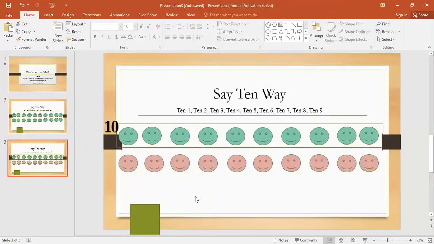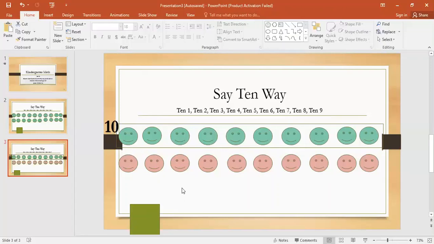Okay, guys, down here, I have a practice problem for you. I would just like you to do the same thing again, but on your own. I would like you to pause this video and count these numbers the say 10 way. When you're all done, you can unpause the video, play the video, and we will practice these together again.